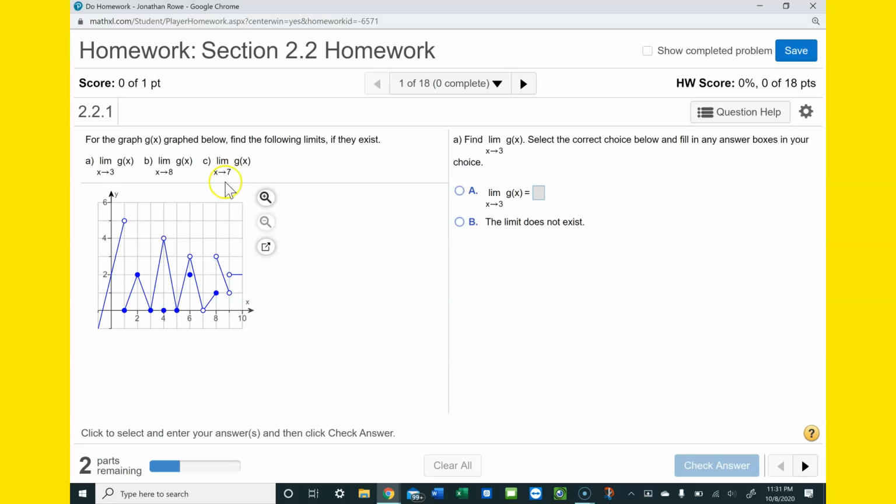All right, what about 7? All right, here's where x is 7. Is there one value that the function approaches as x approaches 7? And the answer is yes. Both from the left side and from the right side, as you get closer and closer to 7, the value of the function is approaching 0. So that limit would be 0.